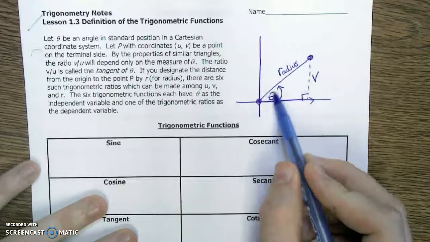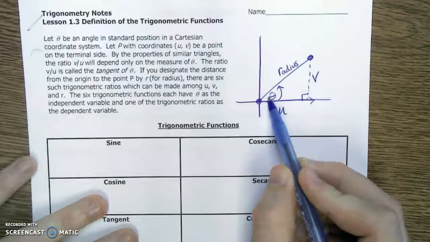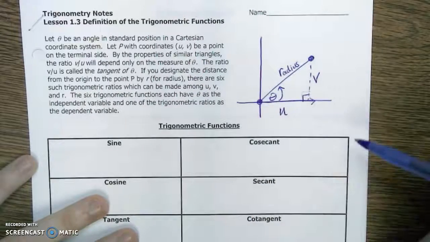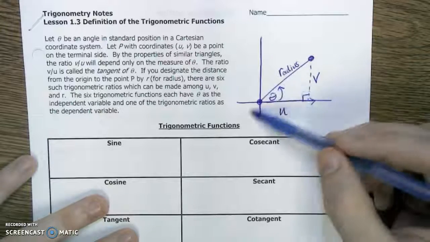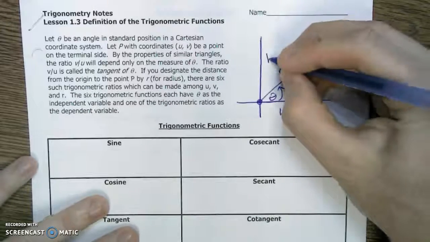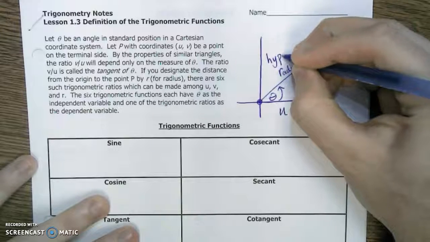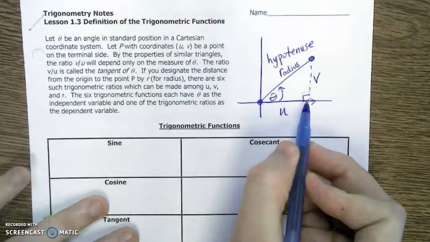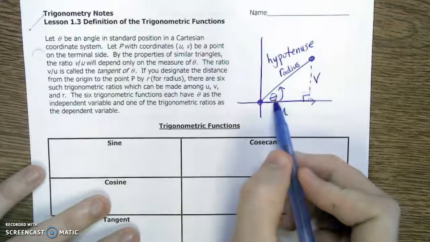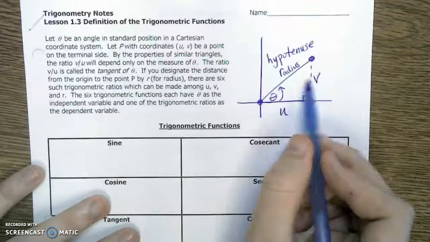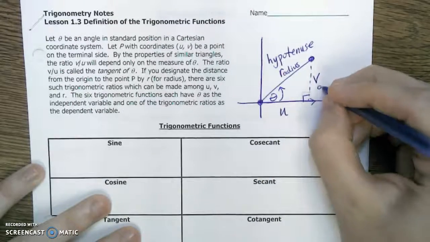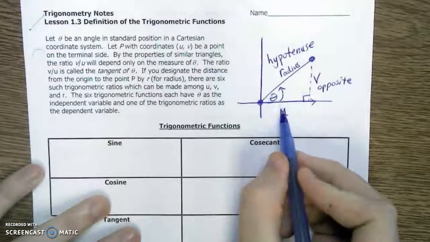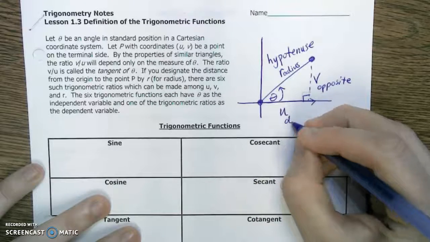The angle theta is the one closest to the origin. This line here, if you were to rotate it all the way around, it'll make a circle, so this is called the radius. This is also the hypotenuse of the triangle, because it's across from the 90-degree angle and it's the largest side. If theta is our reference angle, then the side opposite would be this V that we've labeled. And the side adjacent, the side touching theta, U, is our adjacent.